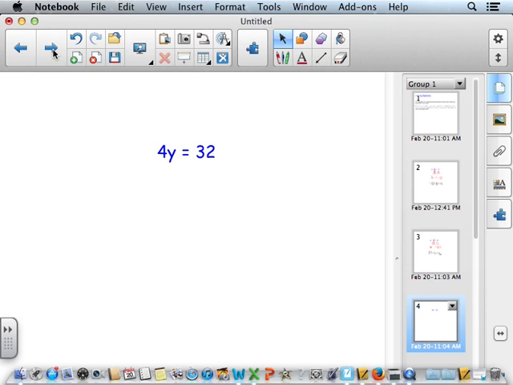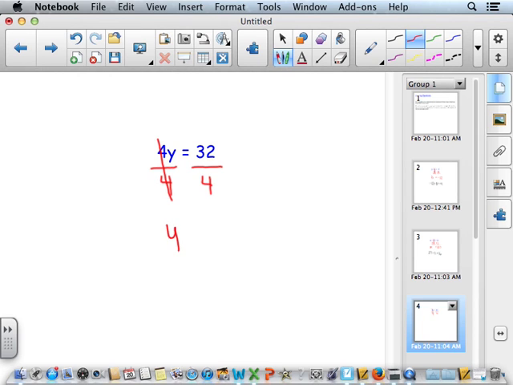Here I have an equation involving multiplication. Because I am multiplying my variable by 4, to solve, I will divide by 4. Again, if I divide by 4 on the left side, I also must divide by 4 on the right side. Because 4 divided by 4 is 1, that would leave me with 1y. But because 1y is just y, I now have my variable isolated.